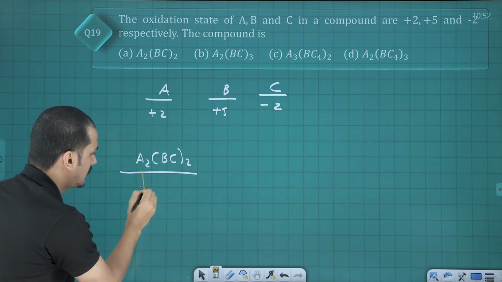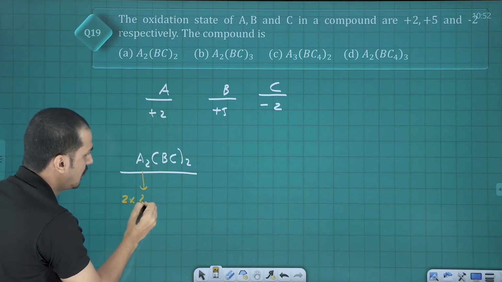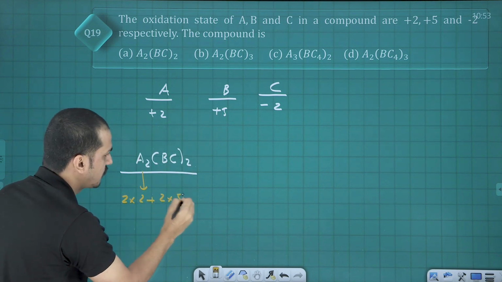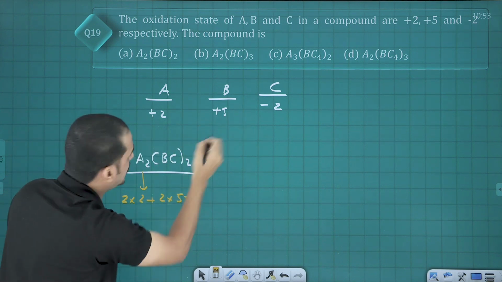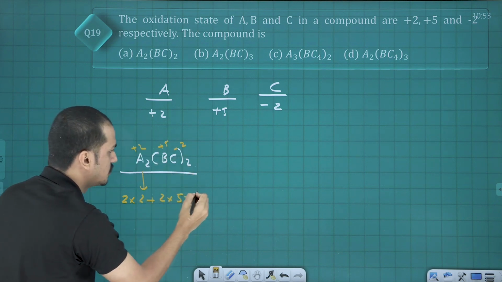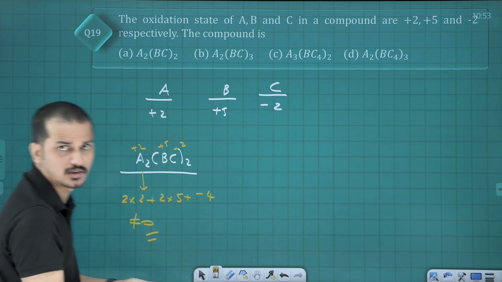Let's check whether this compound's total oxidation state is 0 or not. How many A are there? 2. So 2 into oxidation state of A is how much? Plus 2. Plus B, how many are there? 2. Into what's the oxidation state of B? B is plus 5. Plus C, what's the oxidation state of C? C is minus 2. This is plus 5, this is plus 2. 2 into minus 2, so 2 into minus 2 means minus 4. This is not equal to 0. So that compound does not exist.